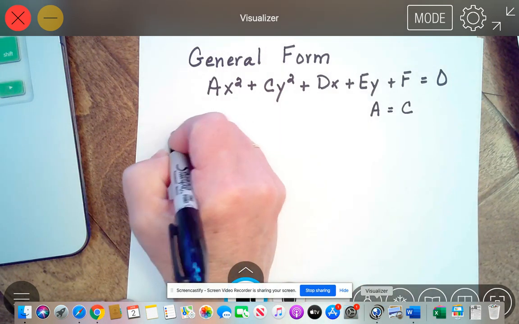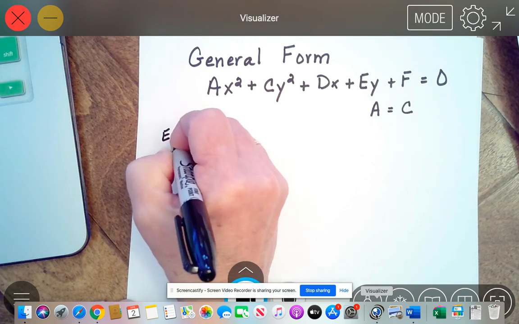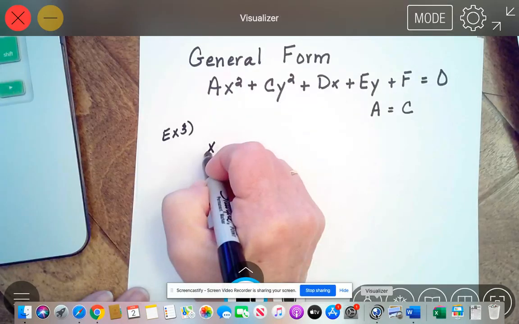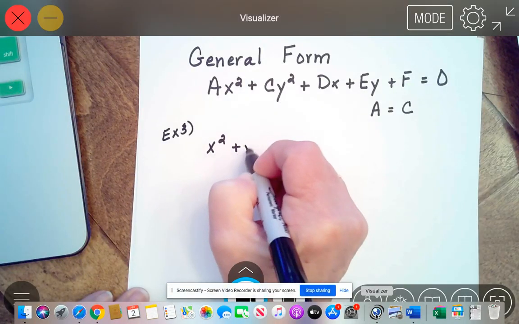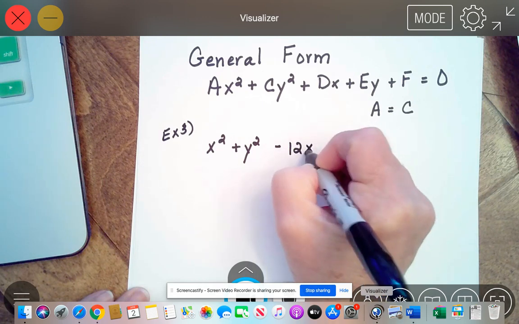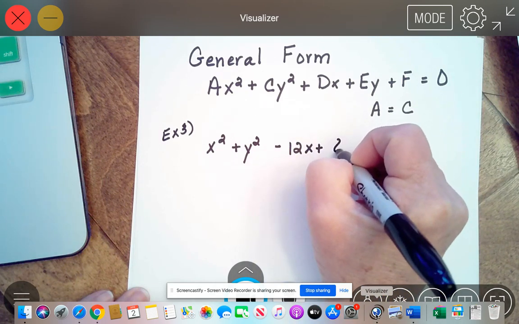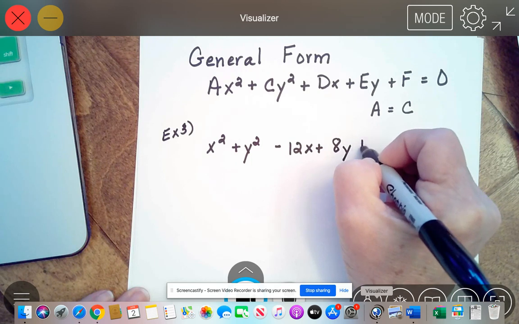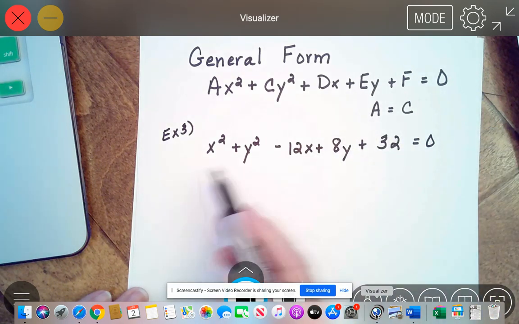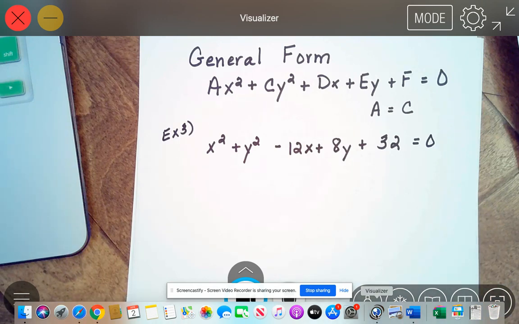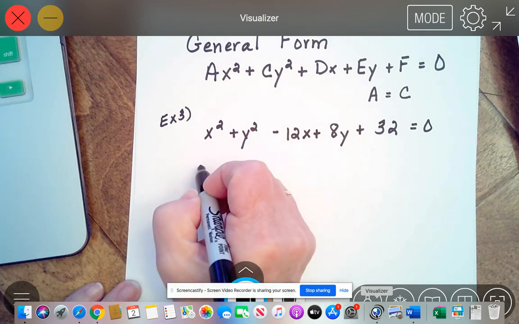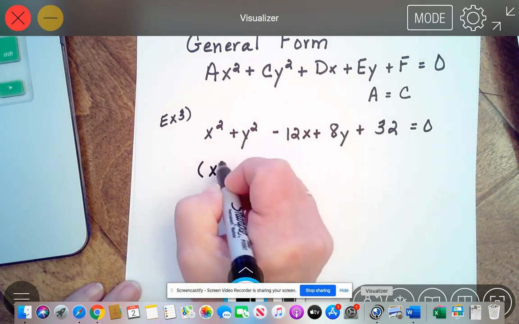Okay, so example 3 that I'm going to do is x squared plus y squared minus 12x plus 8y plus 32 is equal to 0. I have all this equal to 0, so at this point, I'm all right. So I'm going to get my x values together.